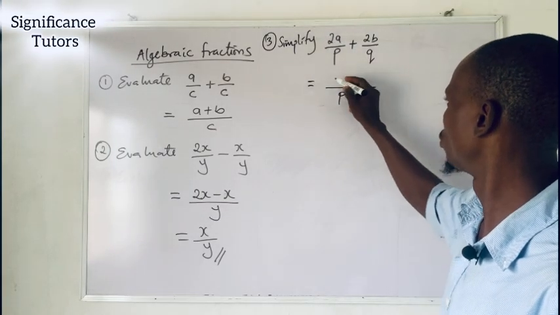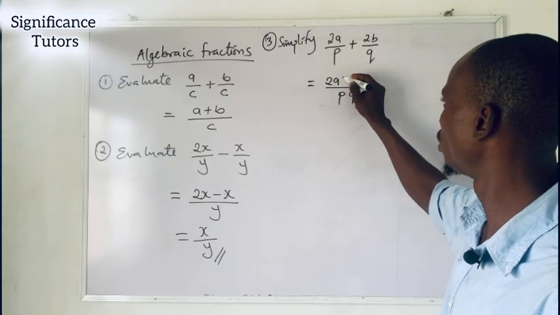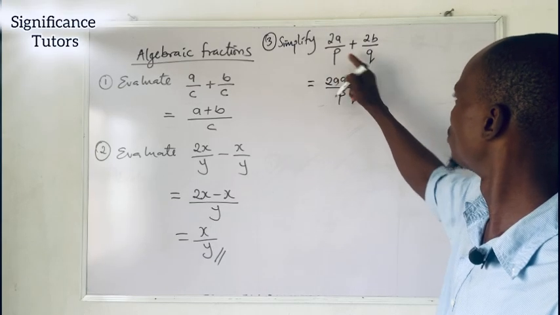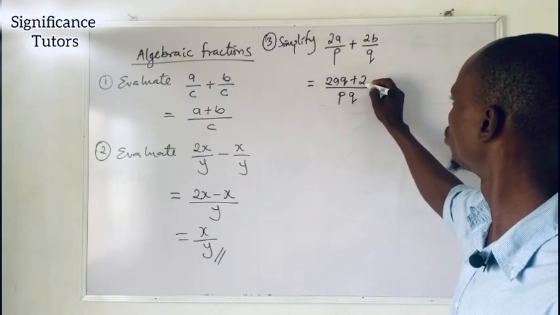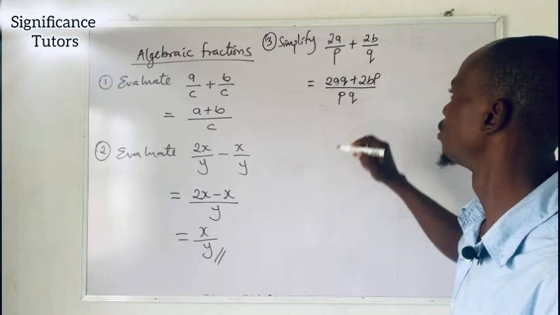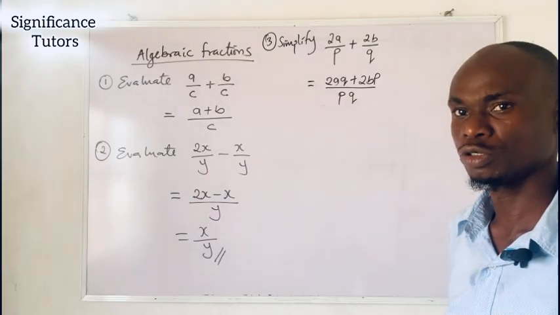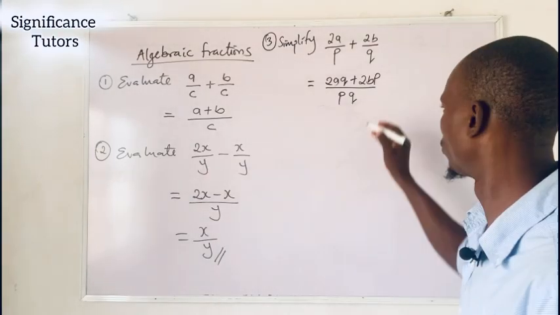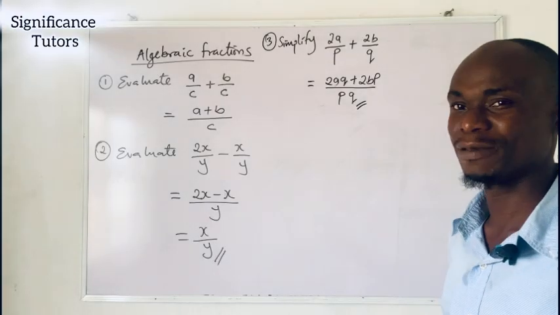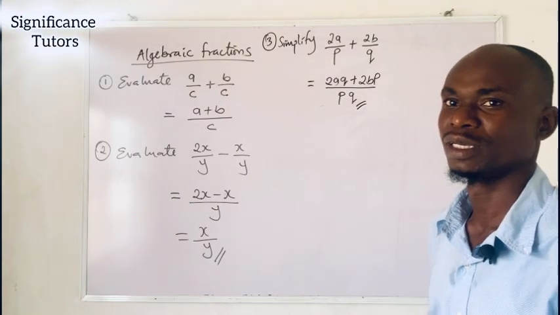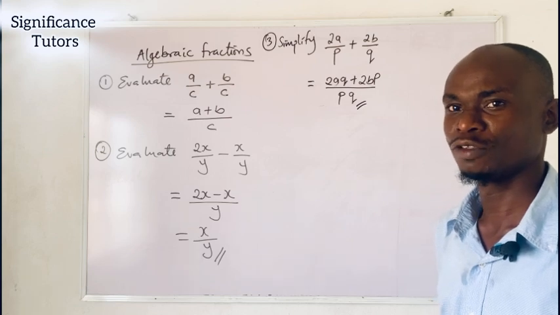2a times q gives you 2aq, plus 2b times p, 2bp. So as you can see, this is the solution. I don't want to simplify further, so we'll stop here. The aim is to be able to take the LCM, then know what to do from there. That's the essence of this video.